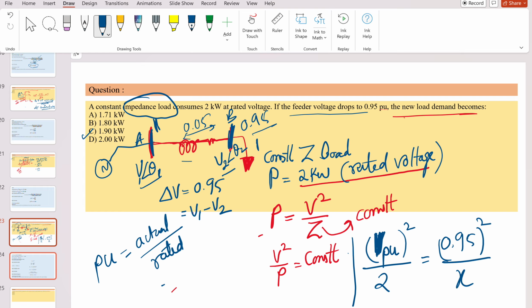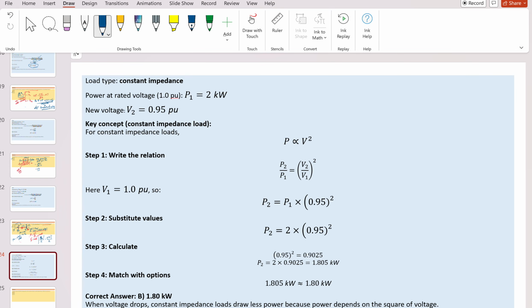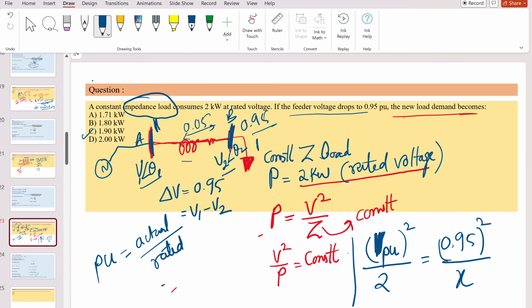When you solve it, it comes out to be 0.95² multiplied by 2, which is 1.80 something. So option B is nearly correct. Here also 1.80, so option B will be the correct one, not option C. Have you got what I am telling?